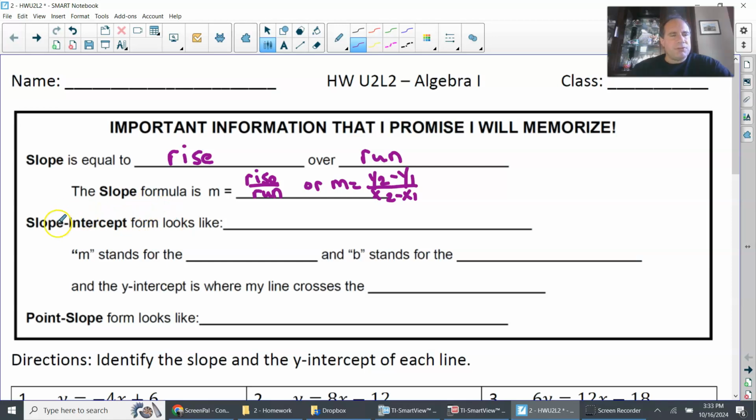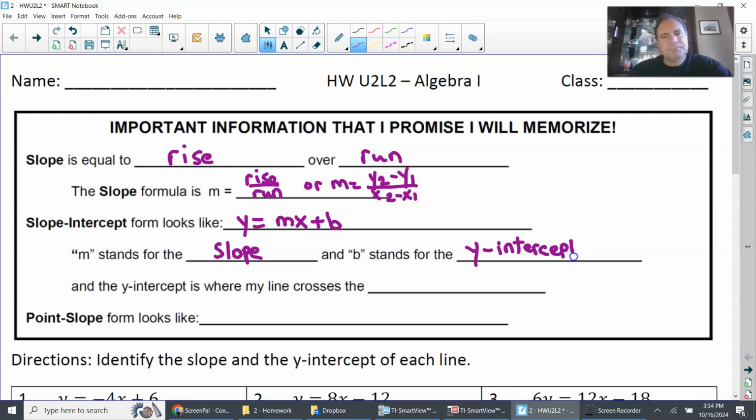Slope-intercept form. So you're going to have y equals mx, that's the slope, and the intercept is b. So y equals mx plus b is the equation of a line in slope-intercept form. The m stands for slope, and the b stands for the y-intercept.